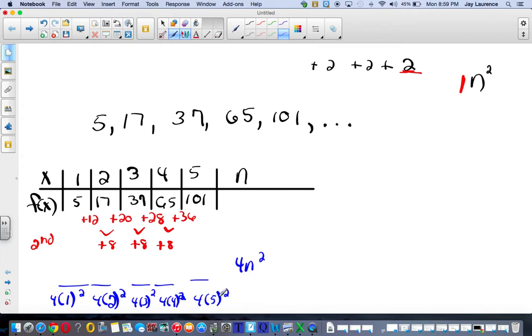So 5 squared is 25, times 4 is 100. 4 squared is 16, 16 times 4 is 64. 3 squared is 9, times 4 is 36. 2 squared is 4, times 4 is 16. And 1 squared is 1, times 4 is 4.